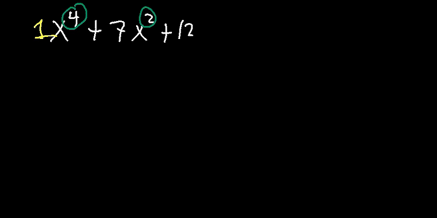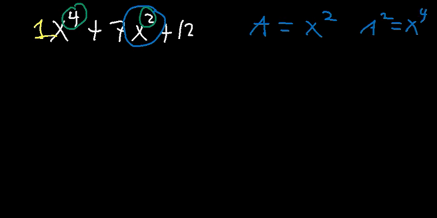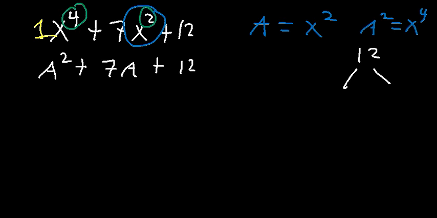So let's substitute it with a variable. Let's say a is equal to whatever the middle term is, x squared, just without the coefficient. So therefore, a squared is x to the 4th. So we have a squared plus 7a plus 12. So we need two numbers that multiply to 12 and add to 7.